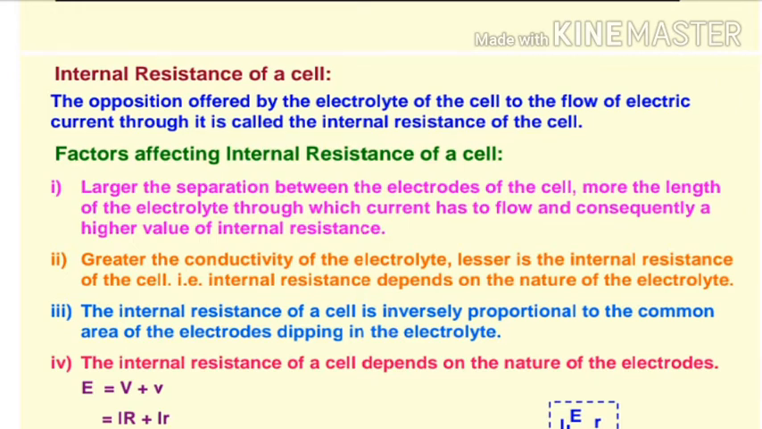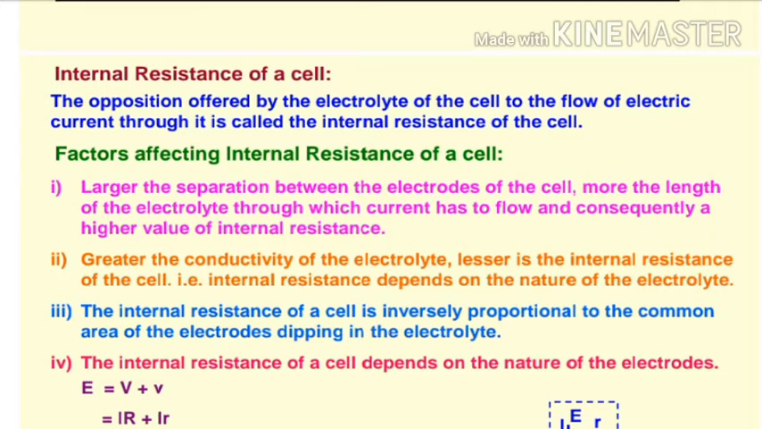Now the third factor is that the internal resistance of a cell is inversely proportional to the common area of the electrodes dipping in the electrolyte. If more area is dipping in the electrolyte, then the value of the internal resistance of the cell will be smaller. But if a small area is dipped inside the electrolyte, then the resistance offered by the cell will be larger.